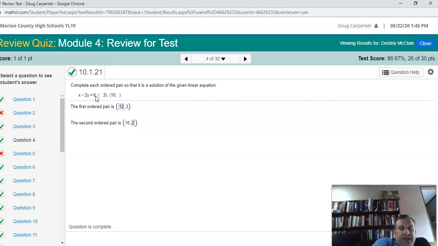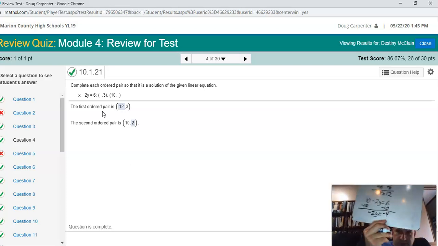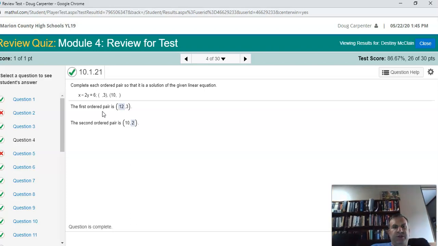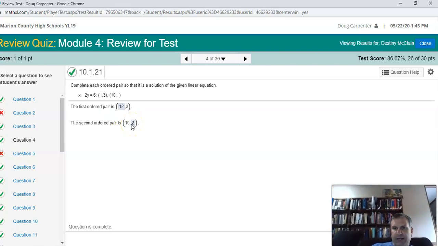So 12 and 3. Then the other one, I'm going to plug in 10 for x. So 10 minus 2y equals 6. Subtract 10, subtract 10, 2y equals -4. Then I'm going to divide both sides by -2, and y is 2.